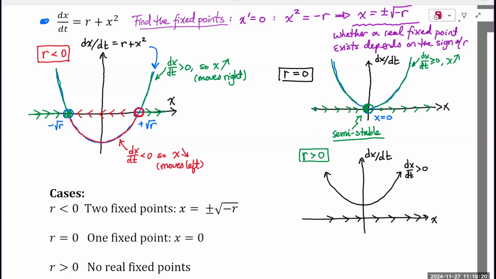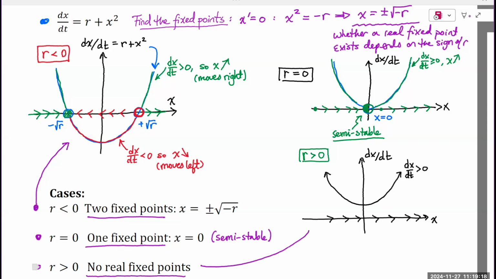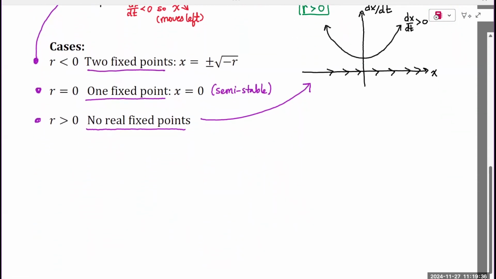So in summary, in the case r negative, we have two real roots, one of which is stable and one which is unstable. In the case that r is 0, we have exactly one real root, one real fixed point, and that happens to be semi-stable. In the case r is positive, there are no fixed points at all. So how do we tell that story using a bifurcation diagram?